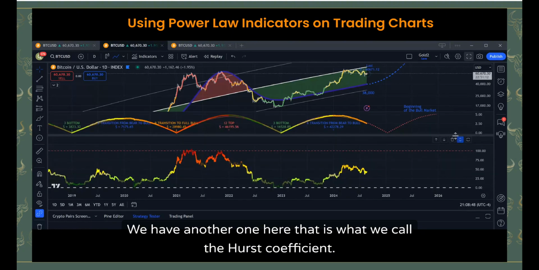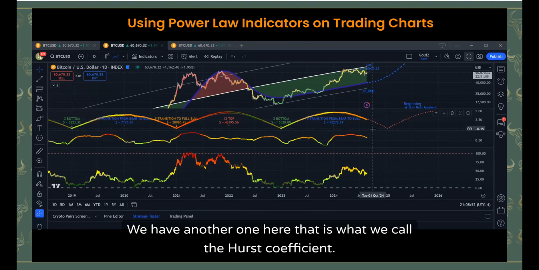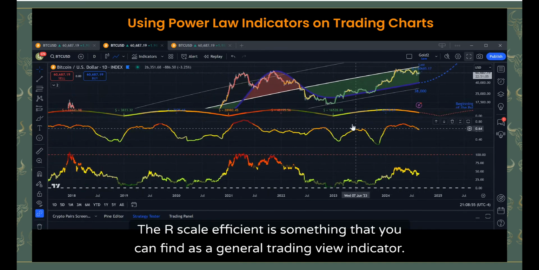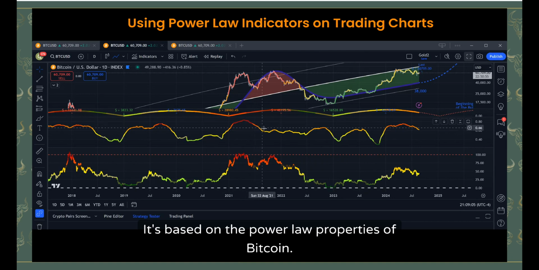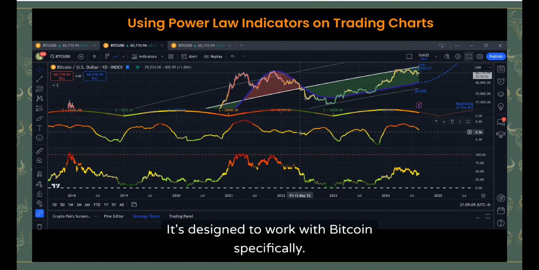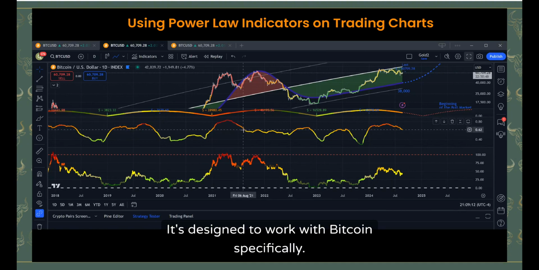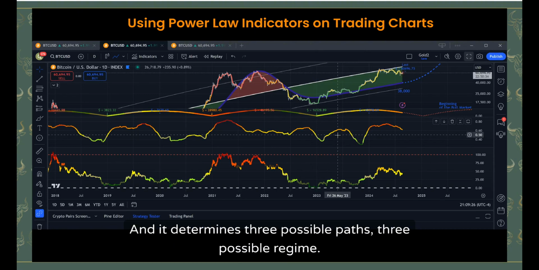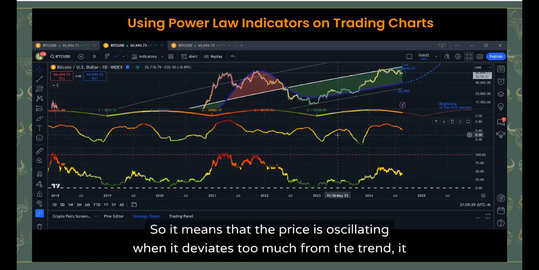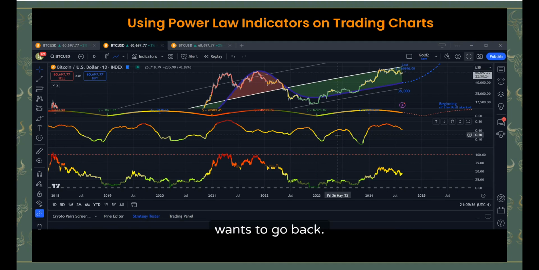We have another one here that is what we call the Hertz coefficient. The Hertz coefficient is something that you can find as a general TradingView indicator, but this one is tailored for Bitcoin. It's based on the power law properties of Bitcoin. It's designed to work with Bitcoin specifically. What it does is look at the quality of price behavior in Bitcoin, and it determines three possible paths, three possible regimes. One is mean reversion. It means that the price is oscillating. When it deviates too much from the trend, it wants to go back.